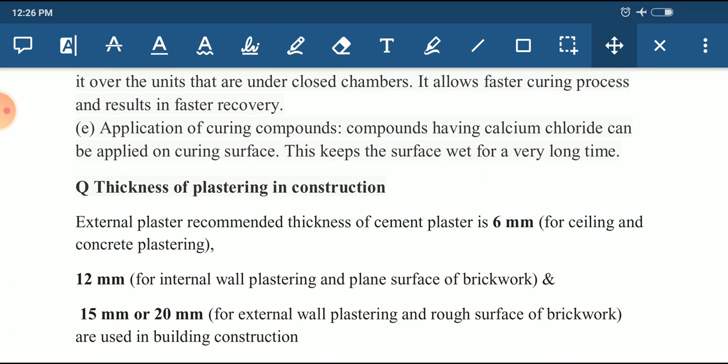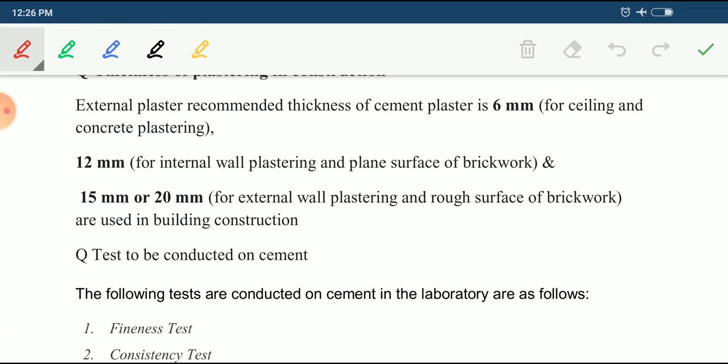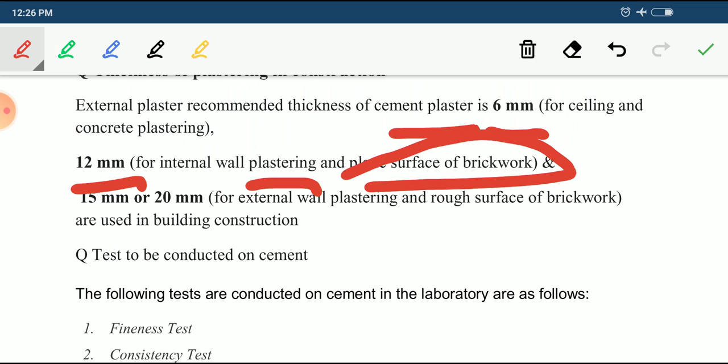Next, thickness of plastering. For external plaster, the recommended thickness of cement plaster is 6 mm. The cement plaster will be 6 mm for ceiling and concrete plastering. Next one is 12 mm for internal wall plastering and plain surface brick.